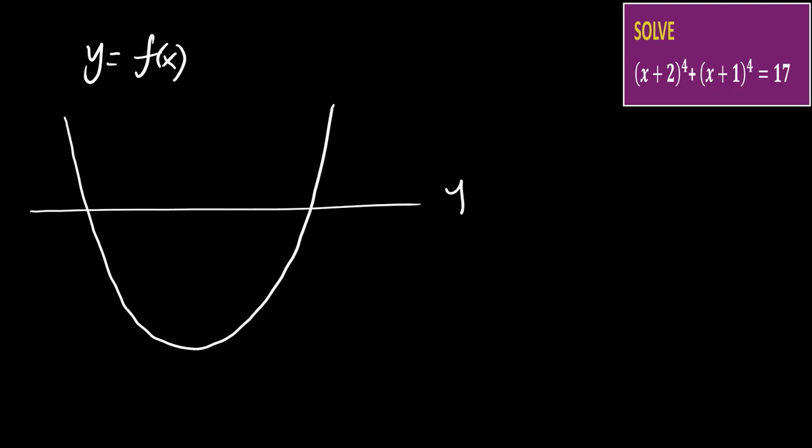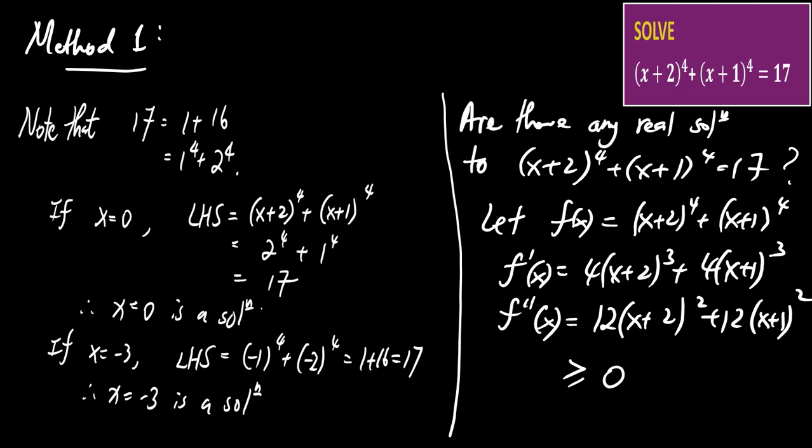And for y equals 17, it has at most two different answers. As we know just now, these are x equals negative 3 and x equals 0. So these are the two real solutions to the equation. So this is method 1. If you just want the real solutions, that works. What if we want all real and non-real solutions?